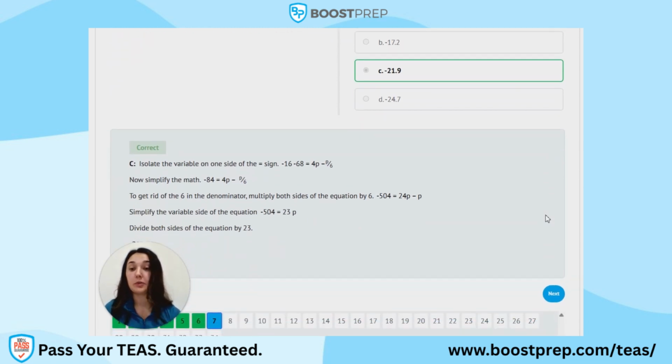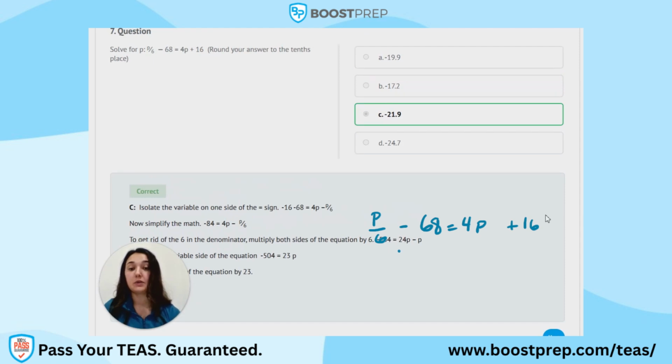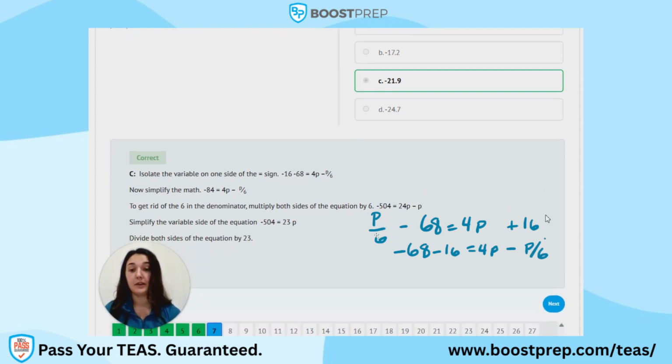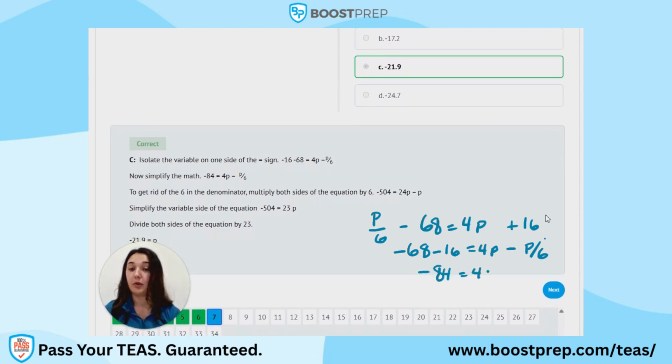So in this problem, you need to isolate the variable on one side of the equal sign. So negative 16 minus 68 equals 4P minus P over 6. You're getting the P's on the same side and the regular numbers on the other side. So then you simplify it. Negative 16 minus 68 is negative 84, and that gives you negative 84 equals 4P minus P over 6.